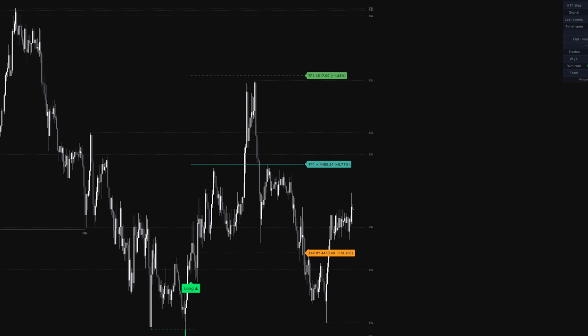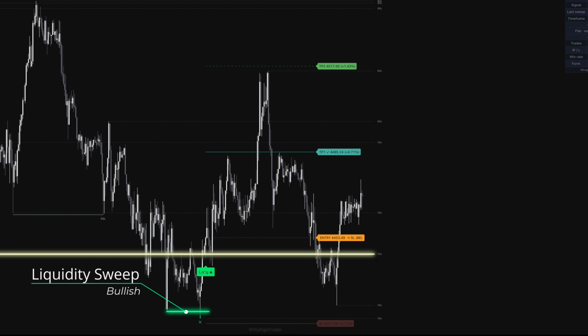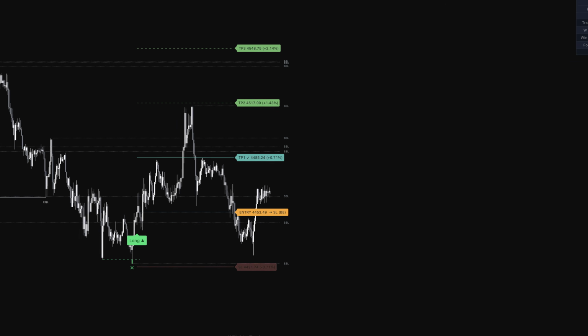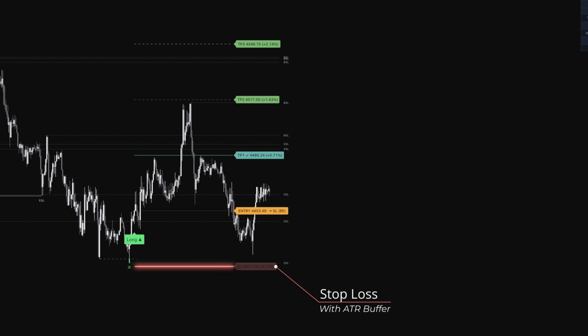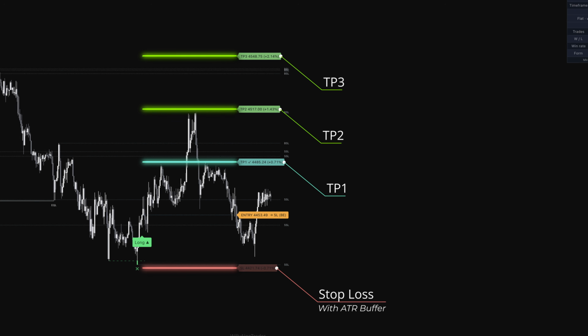By default, the indicator then waits for confirmation. The sweep becomes a setup, and the actual signal only fires once price breaks recent minor structure, a change of character, within a set window. On entry, it builds a complete trade, a wick-based stop with an ATR buffer, 3 take profits stacked at multiples of risk, break even after the first target, and a projected liquidity objective drawn to the nearest opposite pool.